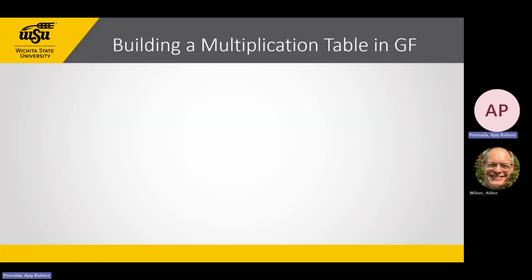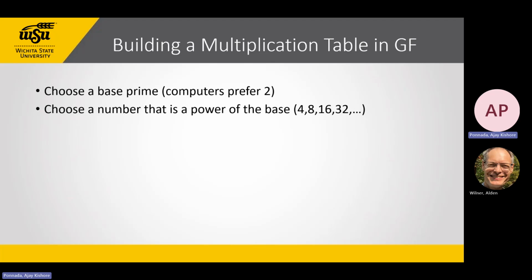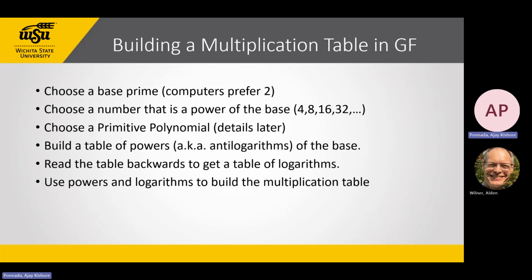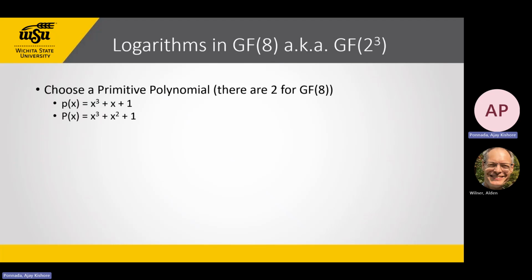So, building a multiplication table in a Galois field. How did they build that table? 2 power 8, using a primitive polynomial. Choose a base prime. Computers prefer 2. Then choose a number that is a power of the base: 4, 8, 16, 32, and so on. Choose a primitive polynomial. We'll discuss the details in the next lectures, I guess. Build a table of powers, also known as antilogarithms of the base, and read the table backwards to get the table of logarithms. Then use powers and logarithms to build the multiplication table. We're going to see an example and you will get to know how we did that.